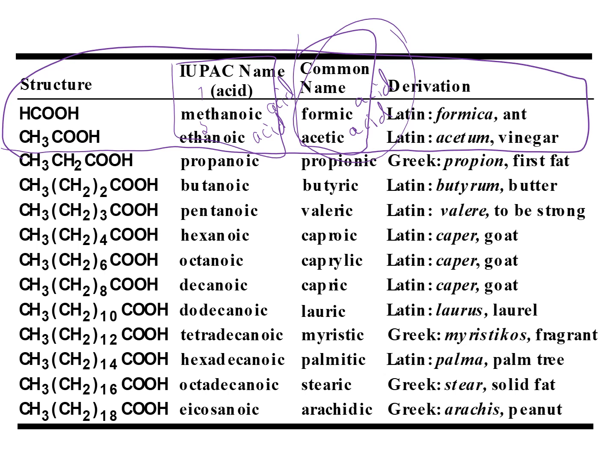The rest of them are just fun. Look at this. This one comes from the word butter, butyric acid. This one comes from to be strong, valeric acid. Must be a strong odor. These 3 come from goats. What? How funny is that? Okay. So, yeah, pretty cool.